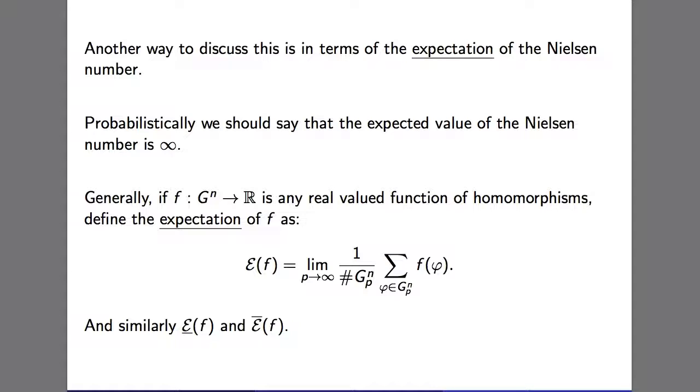So if f is a real valued function, up here I was talking about the Nielsen number. Nielsen number is an integer, but it doesn't have to be an integer. If f is any real valued function of homomorphisms, the expectation of f is defined in this way. This is the average of all the possible maps of length p. You add up all their values, you divide by the number of such maps, and you take the limit. That makes it an asymptotic expectation. All right? And then similarly, we define the lower and upper expectations, for the same reason, because the limit might not exist.